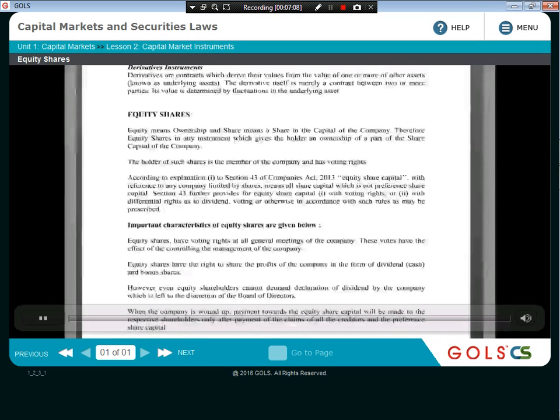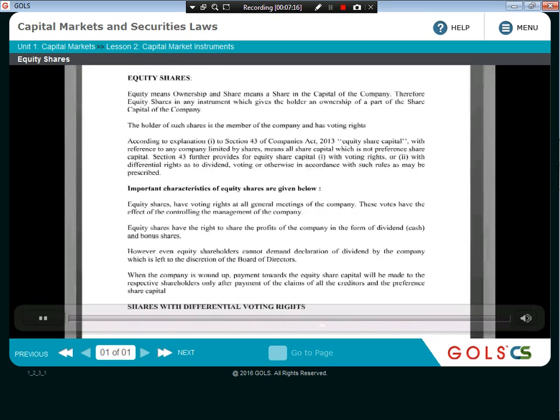Characteristics of equity shares are given. Again, this will be a question that will be asked to you. What are equity shares and what are the characteristics of equity shares? So the four characteristics basically: they have voting rights. So by exercising their voting rights, they essentially control the management of the company. They essentially control the board of directors of the company.